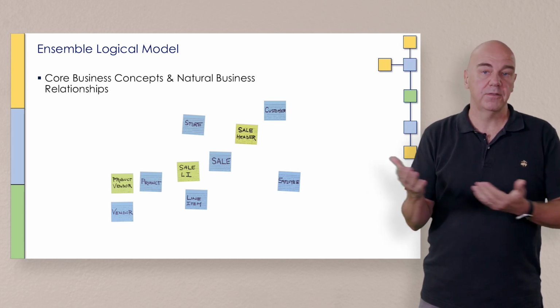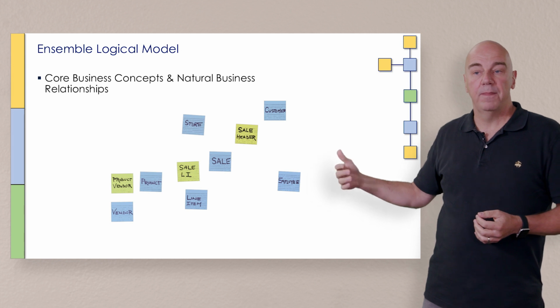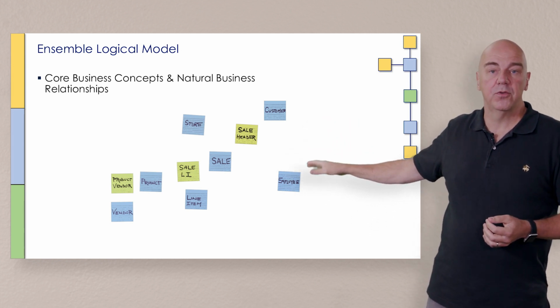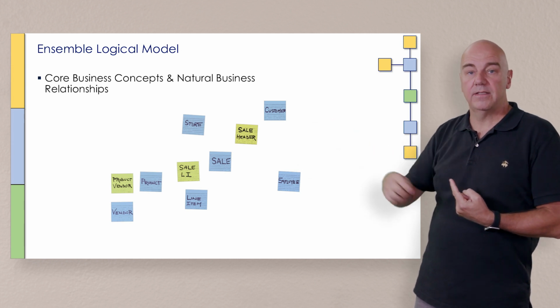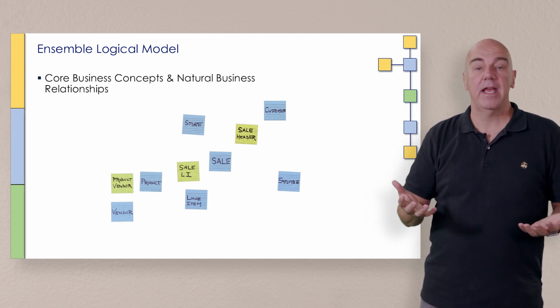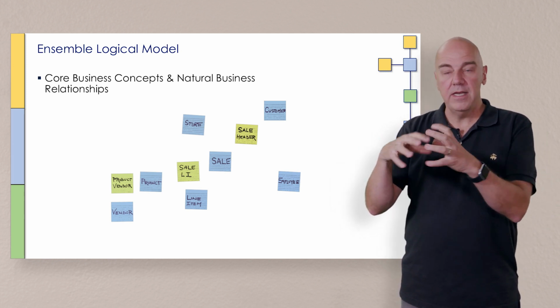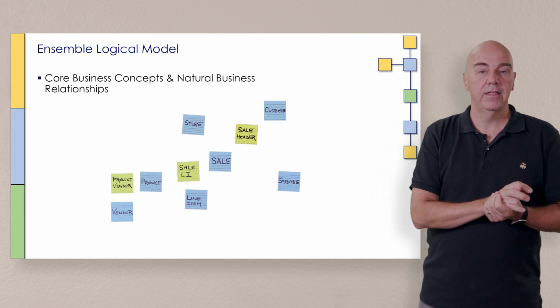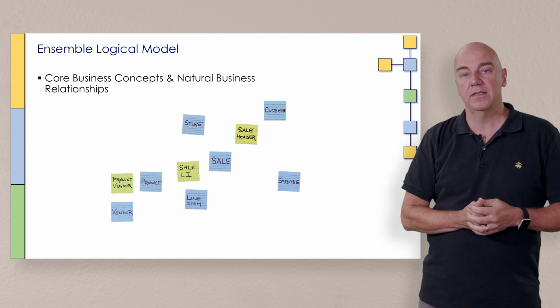Now, once we get to this first level, as you're seeing here, which is core business concept and the natural business relationship, for example, a sale has one relationship that says, as part of a sale, I have to have a store, I have to have a customer, I have to have an employee. Those are naturally combined in that relationship. The green post-it notes here are relationships and the blue ones are core business concepts.